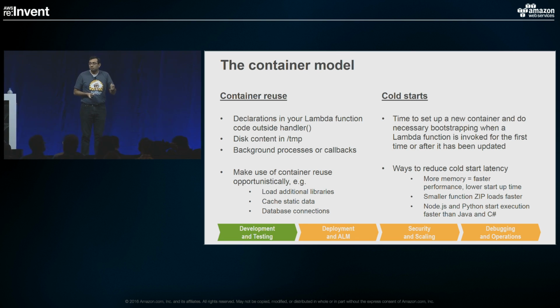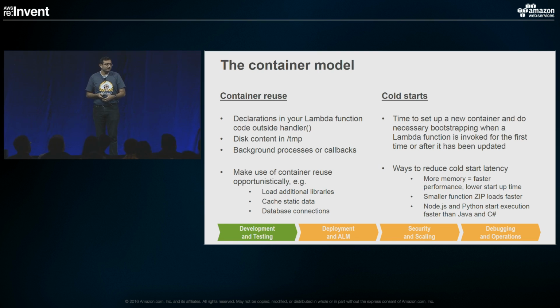Smaller zip files will also mean that there's less stuff to load. If you don't package all of your libraries for every piece of code, but only include the libraries you need, and there are tools for shrinking the size of your zip, that's going to take less time for Lambda to load. And then there are some language properties.